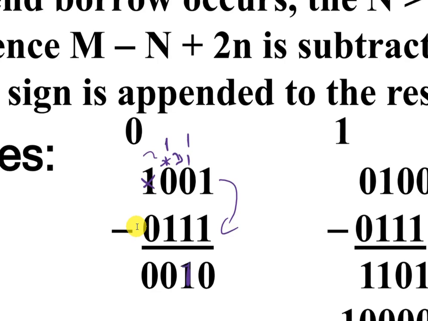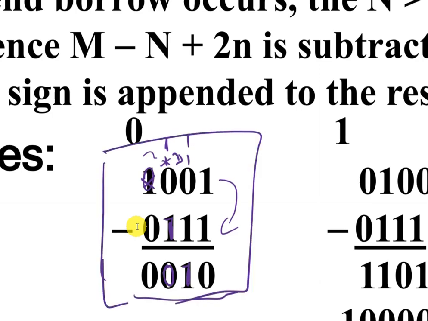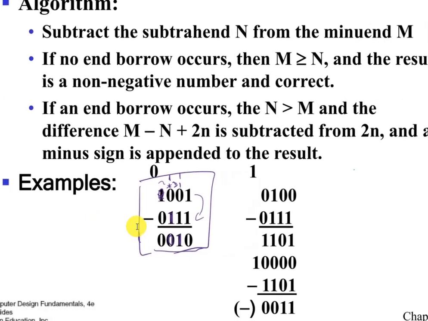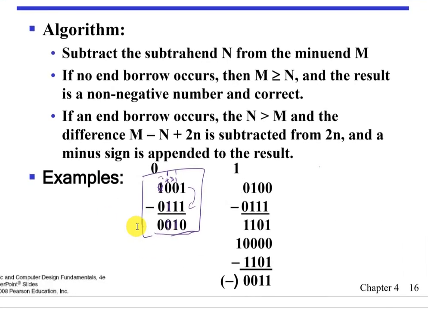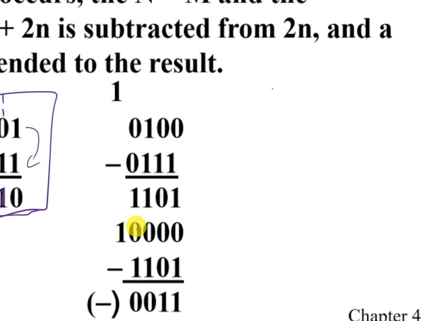And then here 1 minus 1 will be 0. And here we have 0, 0, 0. This is the case where the subtraction is correct because we have the first case: the minuend is greater than the subtrahend. Well, what about the second case?